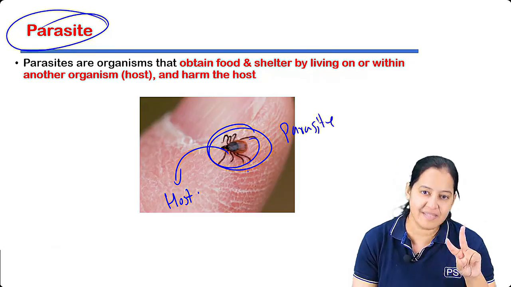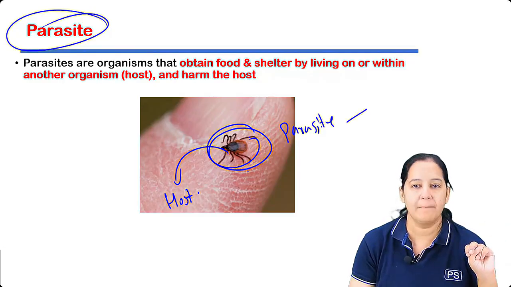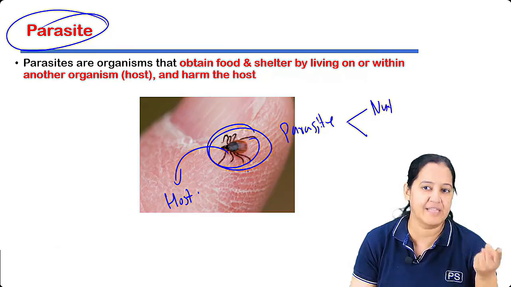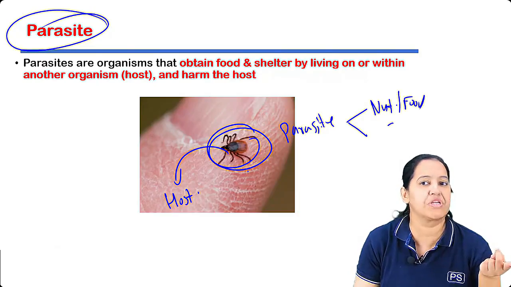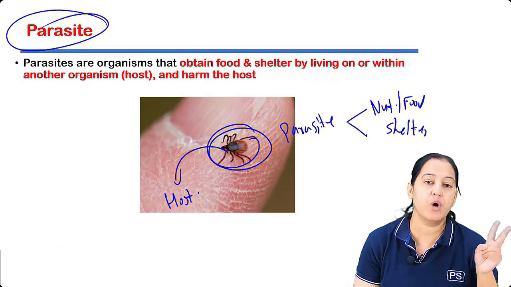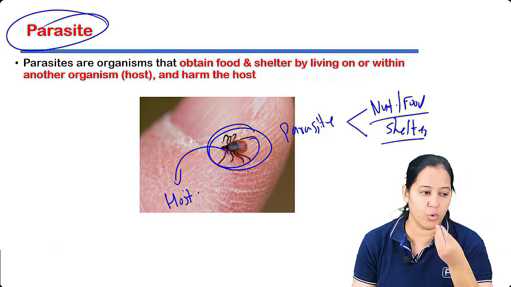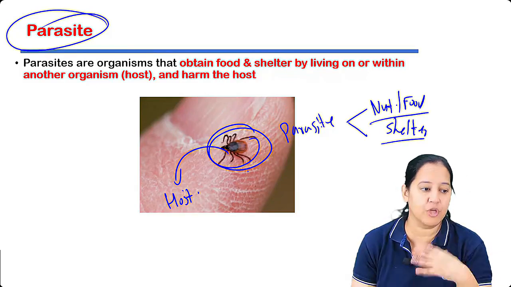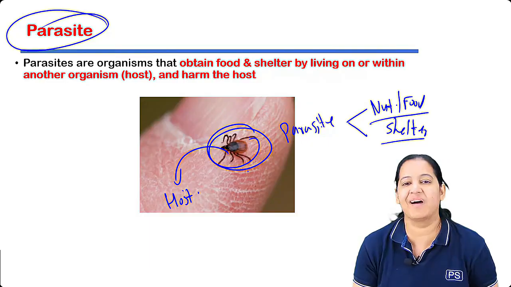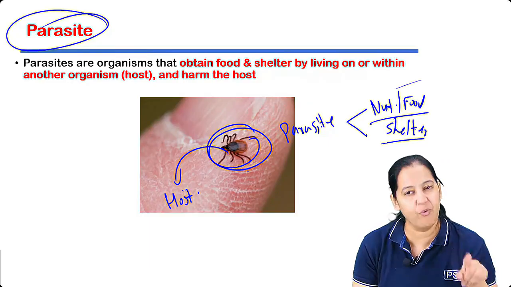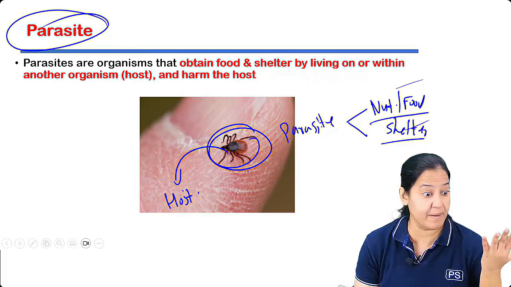So the parasite obtains two things from the host: nutrition, that is food, and shelter. So the host is providing two things to the parasite. एक तो घर, खाना। रोटी, कपड़ा, मकान। कपड़ा तो नहीं दे रहा है, लेकिन रोटी और मकान। So the host is providing food and shelter to the parasite. Very good, the parasite is very happy.